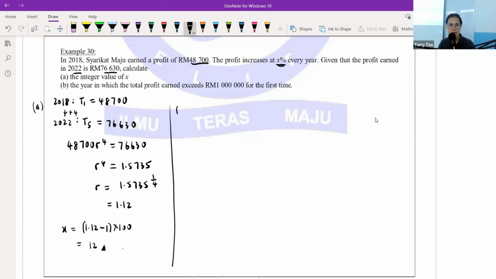Okay, now next, the year in which the total profit earned exceeds 1 million for the first time. Your profit is growing up. Now, total profit. So the keyword is total. That means you're not using Tn, we're using Sn. Your Sn is more than 1 million. So what's the formula? What's your A? 48700. Common ratio 1.12 power n minus 1, over 1.12 minus 1.